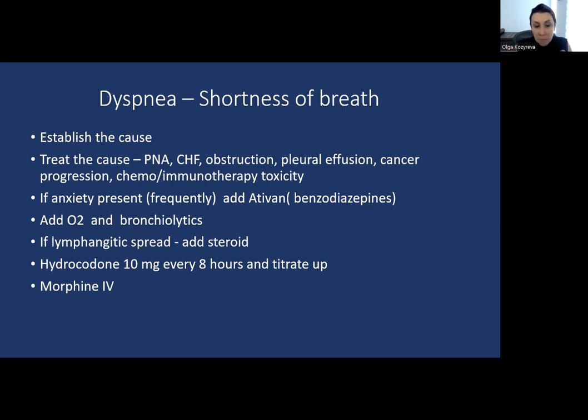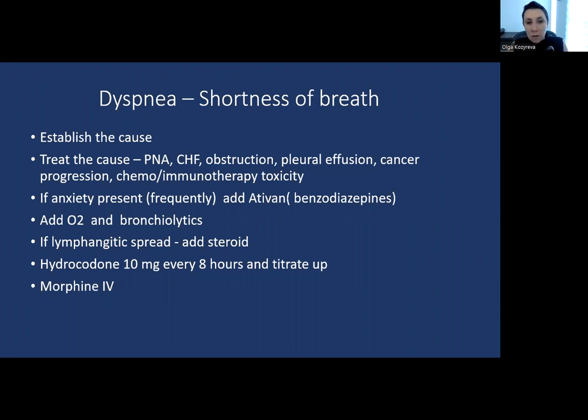Anxiety frequently presents as well. In the management, we can always offer anti-anxiety medication. We can always offer oxygen if saturation is low. Sometimes for comfort, we can also offer inhalers, bronchodilators, especially if the patient has COPD, chronic obstructive pulmonary disease. If the patient has lymphangitic spread due to cancer, with obstruction of small lymphatic vessels, we can add steroids, but usually it's a pretty bad prognosis.